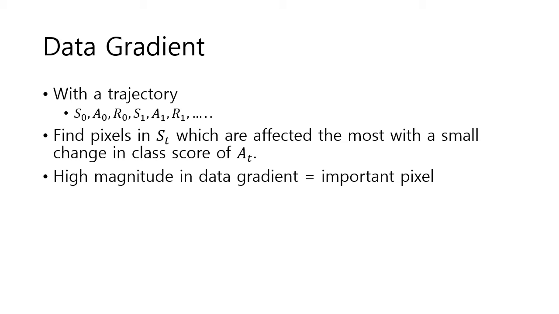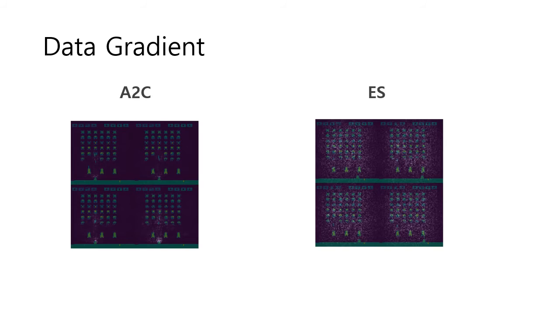So, we apply the data gradient to our network. In a given time step, the data gradient finds the pixels in the observation which are affected the most by small changes in the class score of the action. If a pixel has high magnitude in the data gradient, it is an important pixel for determining the action. Let us take a look at the class salience. Bright areas have higher magnitude in the data gradient.